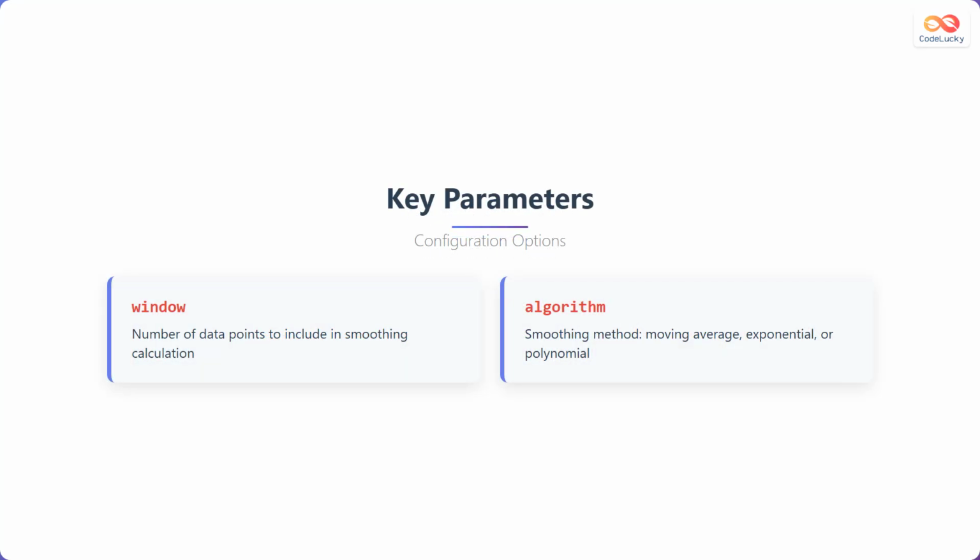The smooth command has two key parameters that control its behavior. The window parameter determines the number of data points to include in the smoothing calculation. A larger window creates smoother results but may lose some detail, while a smaller window preserves more detail but provides less smoothing. The algorithm parameter specifies the smoothing method to use. You can choose from moving average, exponential smoothing, or polynomial smoothing. Each algorithm has different characteristics and is suitable for different types of data patterns.